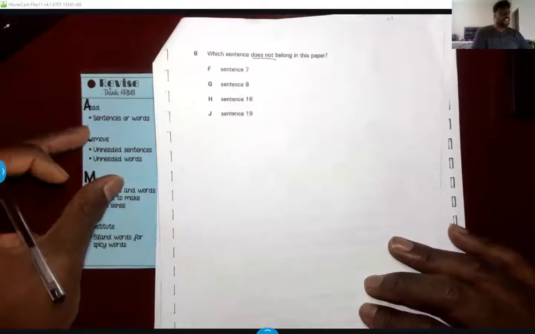Let's go ahead, question number 6, last one. Which sentence does not belong in the paper? So it does not belong, meaning it doesn't make sense or it's off topic. Generally, when you have revising questions like this, they're off topic. So which sentence was off topic? So we've got to go back and read maybe the sentence before or after each of these to see what the context is, meaning where it fits in. So let's read sentence number 7.